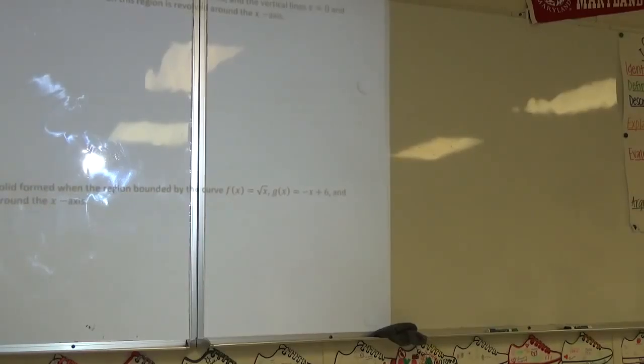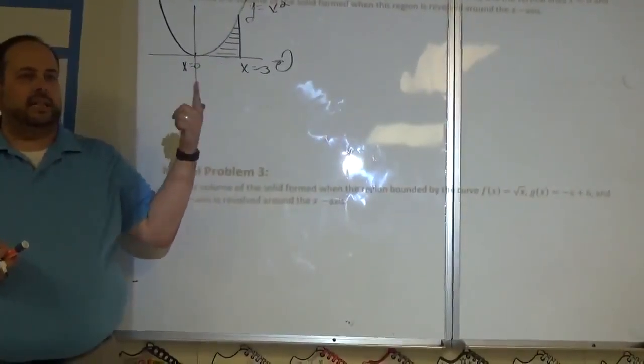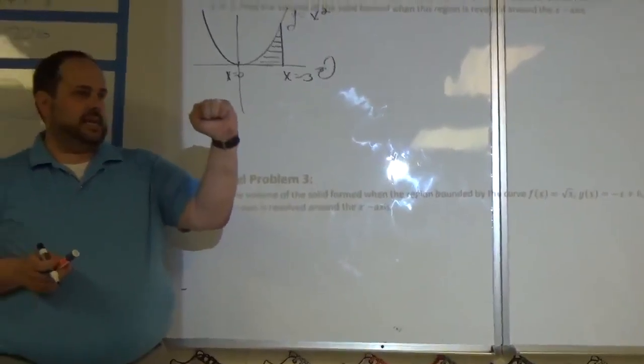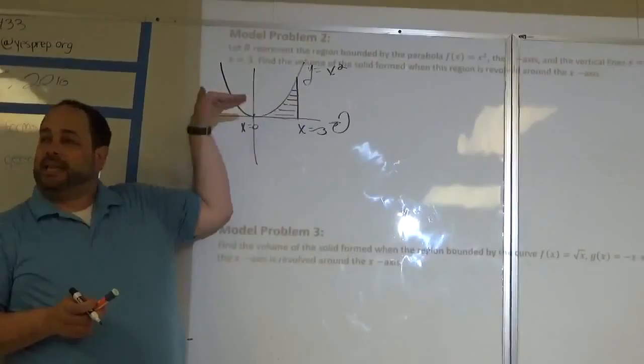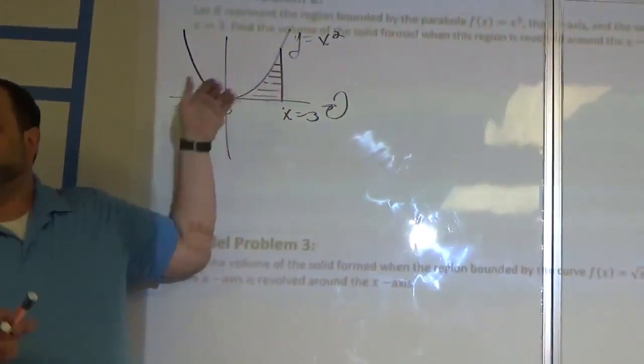We've got y equals x squared. We've got x equals 0. We've got x equals 3. Axis of rotation is the x-axis. Important question for you to keep in mind: solid or hollow? Solid or hollow? Solid, right? This region completely touches the x-axis.